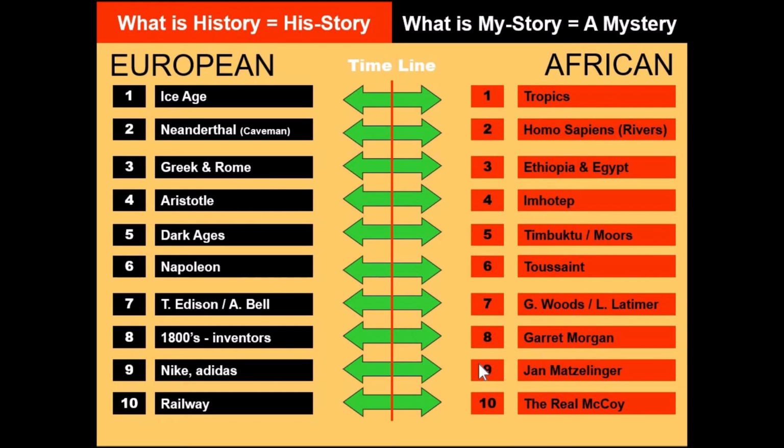Jarrett Morgan was the man that designed the traffic light system. He also designed a respiratory device, later providing a blueprint for World War I gas masks.